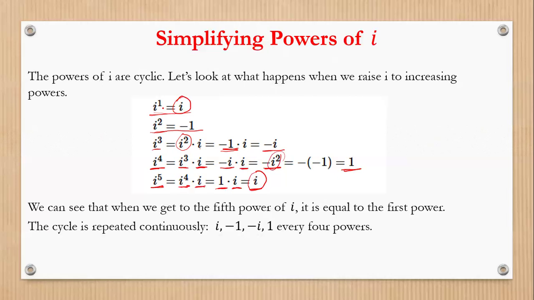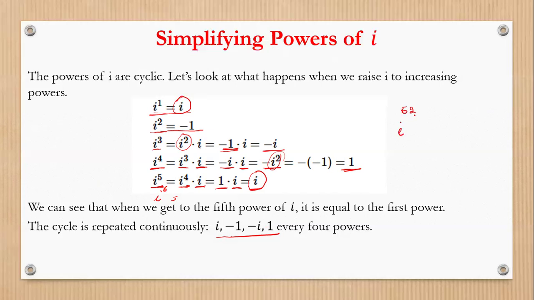It means if I want to find i to the sixth power, the answer should be the same as i to the second power. i to the seventh should be the same as i to the third. i to the eighth should be the same as i to the fourth. So the powers of i are cyclic, and you see that the only numbers that we get from i to the first to i to the fourth are i, negative 1, negative i, and 1, and it's repeating for every 4 powers.